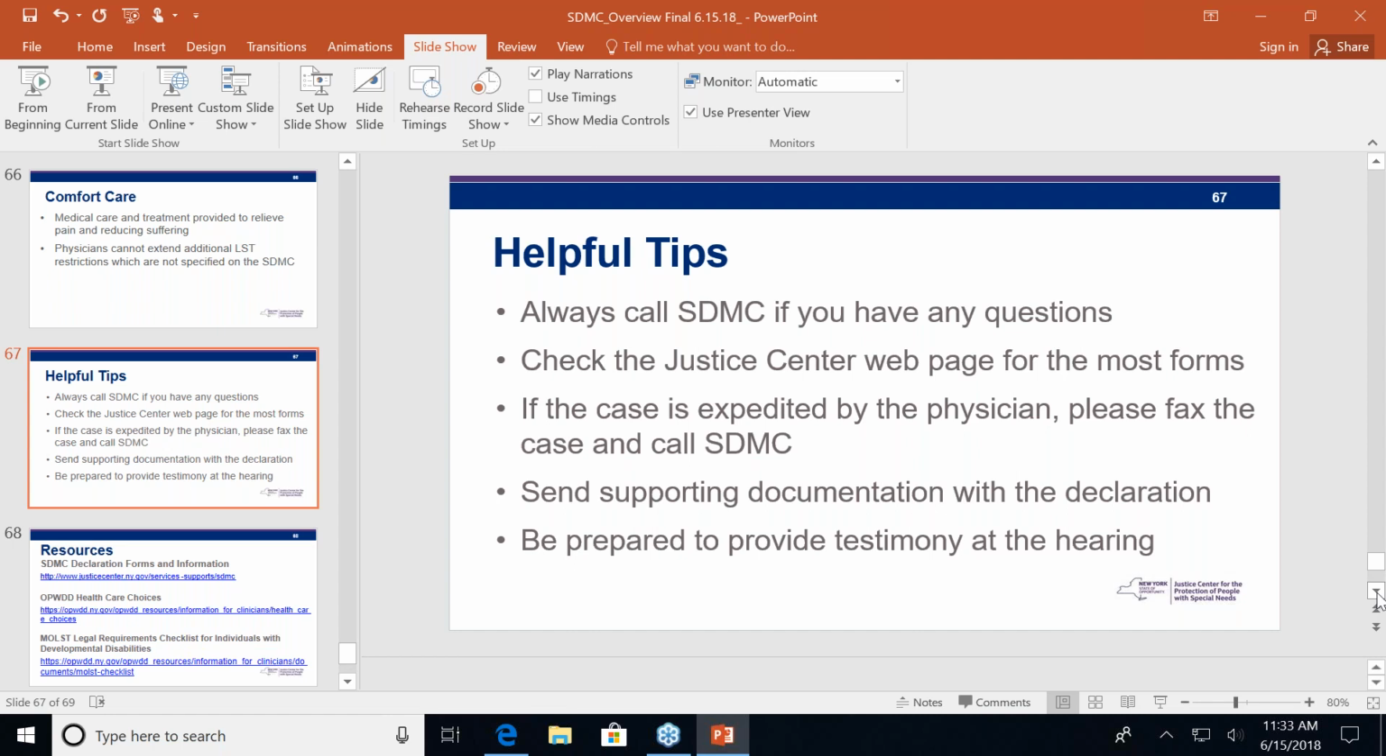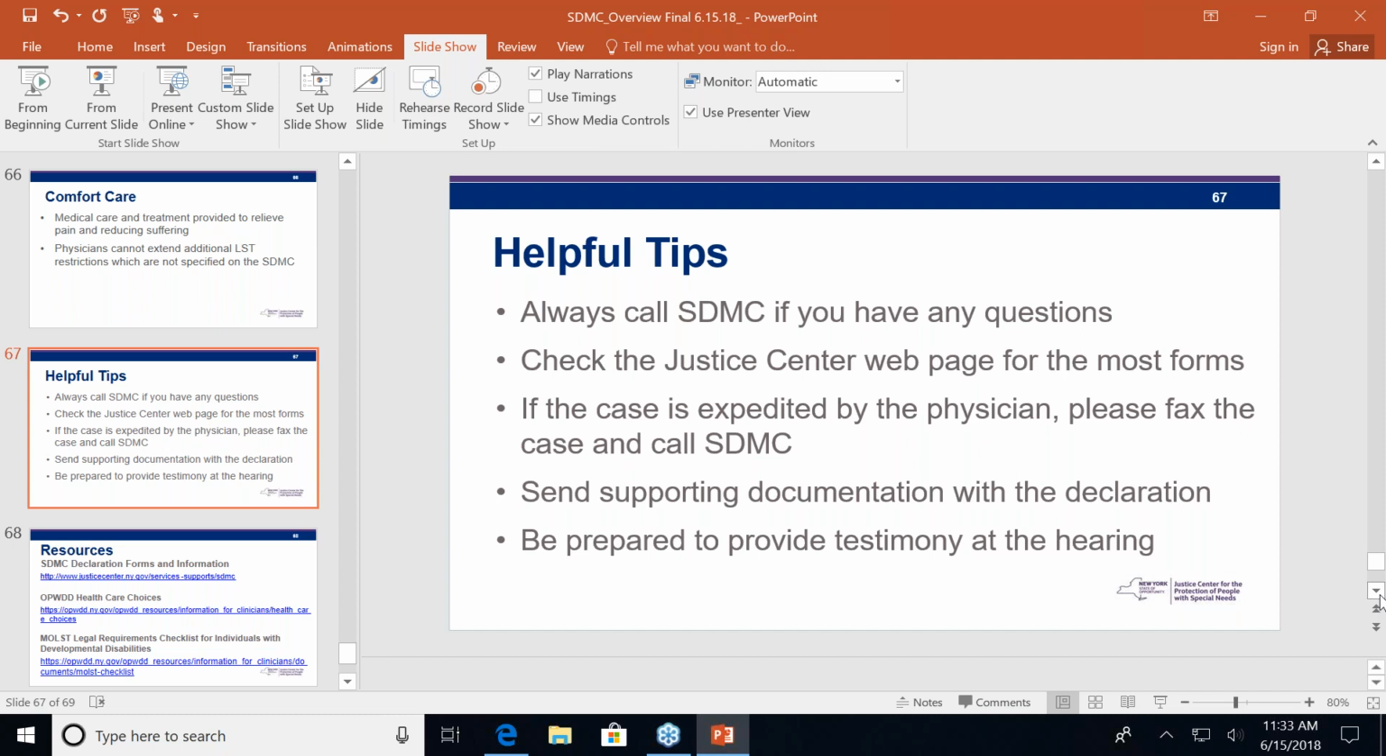But check with the Justice Center webpage for the most recent forms. And if the case is expedited by the physician, please fax the case, and always, always call if you fax. If you have encryption, you can send it to the SDMC website. And be sure to send the supporting documentation with the declaration. That includes a copy of the annual physical, any recent labs, and any consults that are related to the request. So think of it in terms of what would you need to provide informed consent for somebody? What would you need to know about this individual in this circumstance?